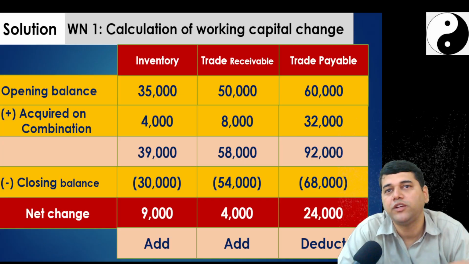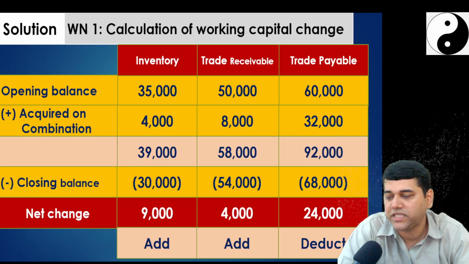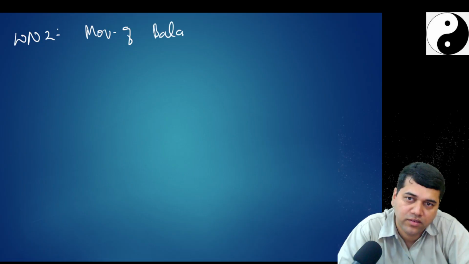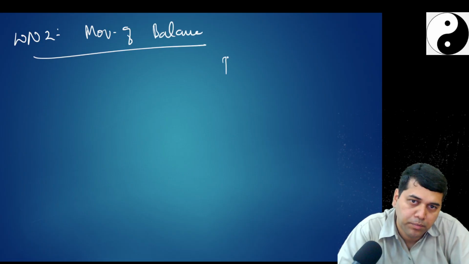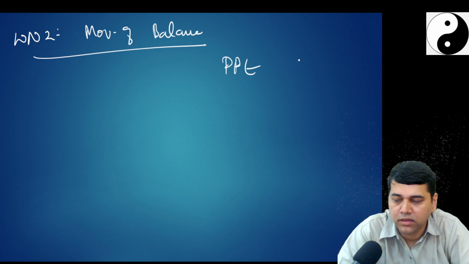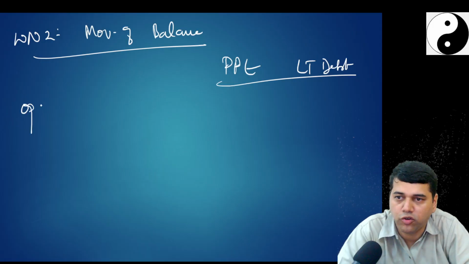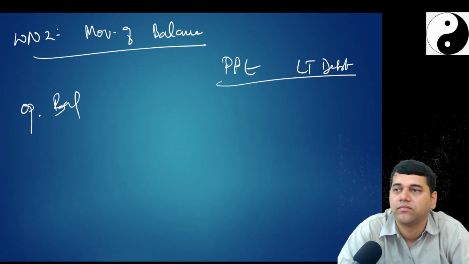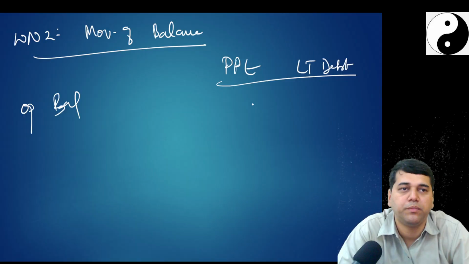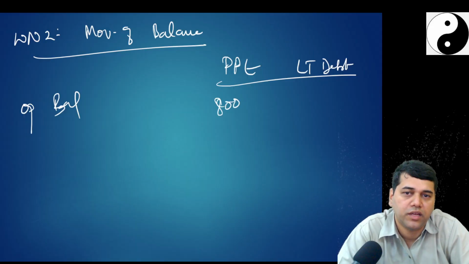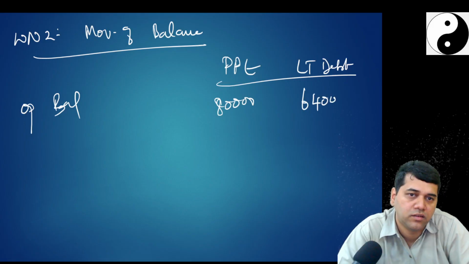Okay, now let us look into the other items. Okay, change in the PPE and other things. Working note number 2. Movement of balances. PPE and long-term debt. Same story again. I start with the opening balance. How much is my opening balance of PPE? 80 and 64.